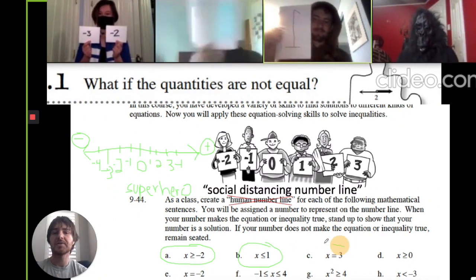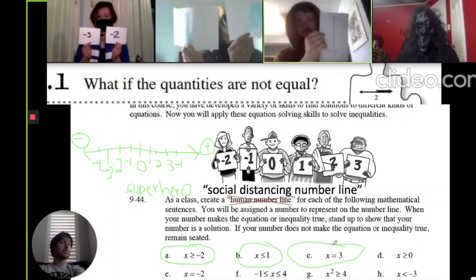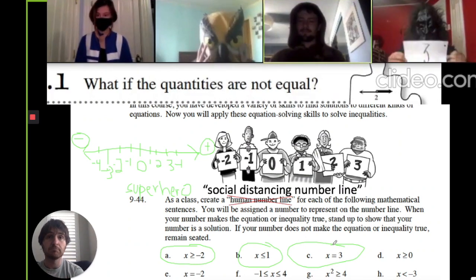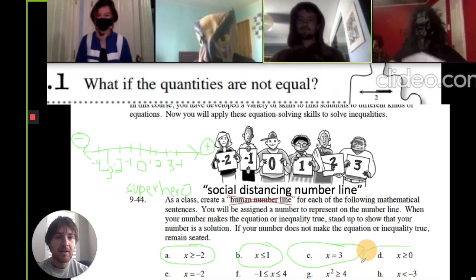Oh, is this an inequality? No, it's not. I'm circling this one. Which superhero or superheroes is going to take care of us here? As a solution to x equals 3. Raise it on up. That's right. Hello there. All right, next one.